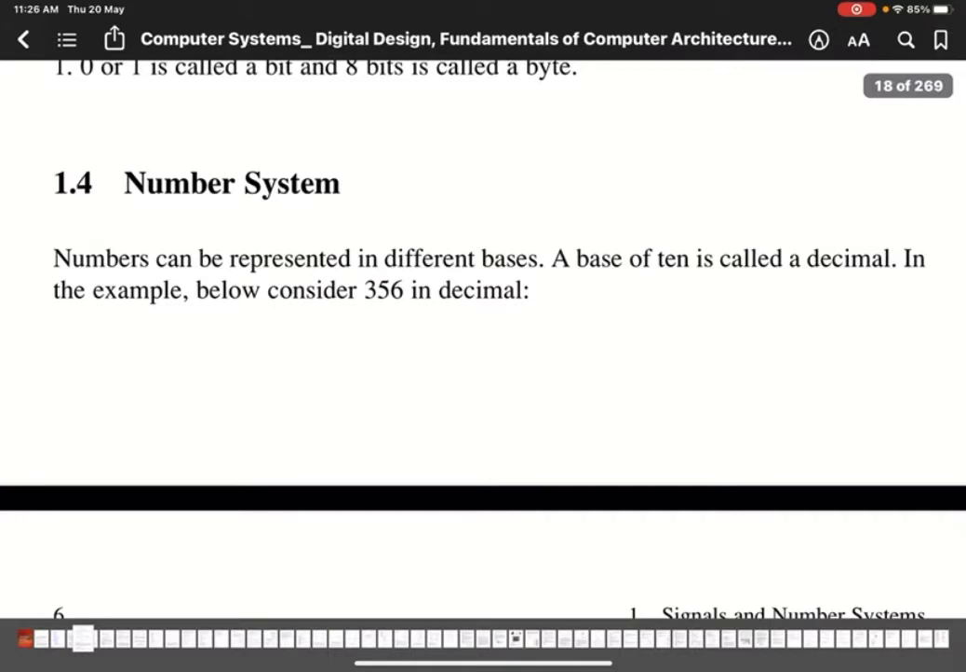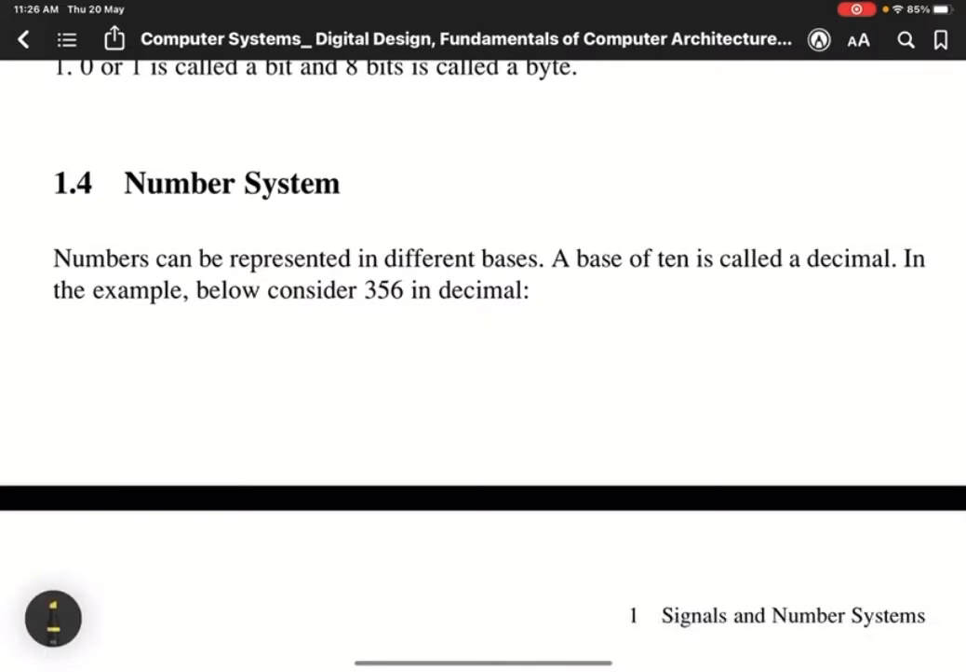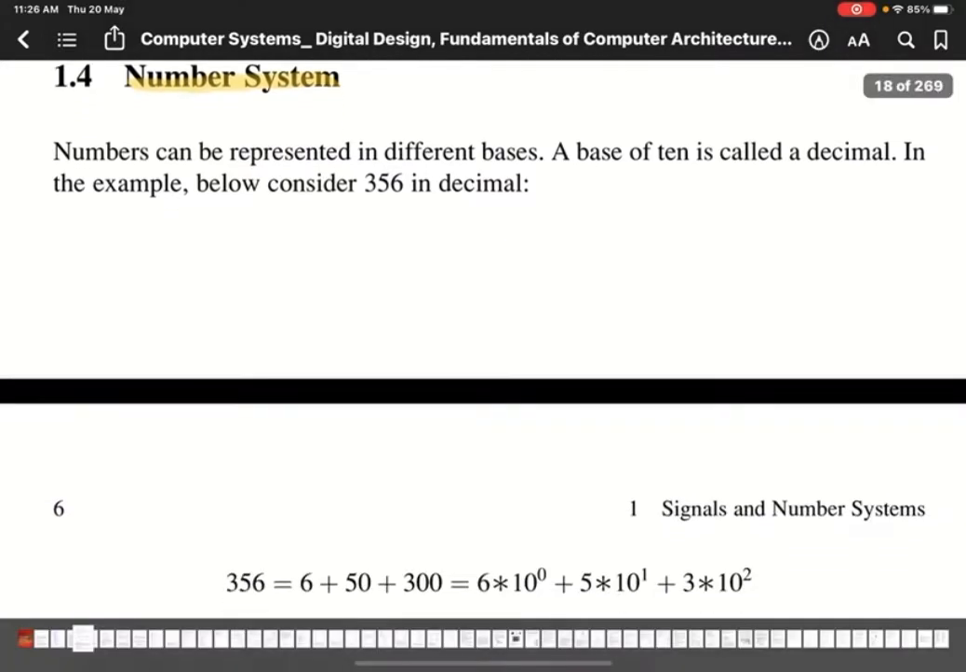For the prelim, we have the first topic, number system. Whatever I discussed last meeting, I will repeat about number system. Numbers can be represented in different bases. A base of 10 is called a decimal. An example below, consider 356 in decimal.